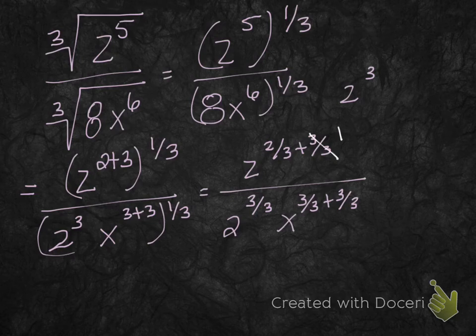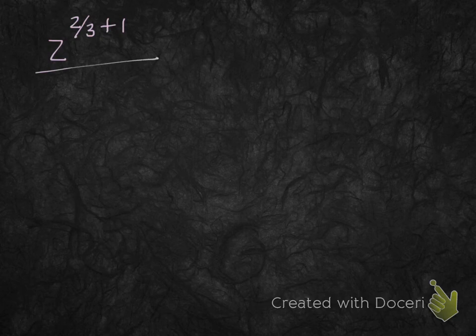This turns into a 1, this turns into a 1, this turns into a 1, and this turns into a 1. Okay, so on the next slide, let's rewrite that. So that was z to the 1 plus 2/3 over 2 to the 1st power, x to the 1 plus 1.